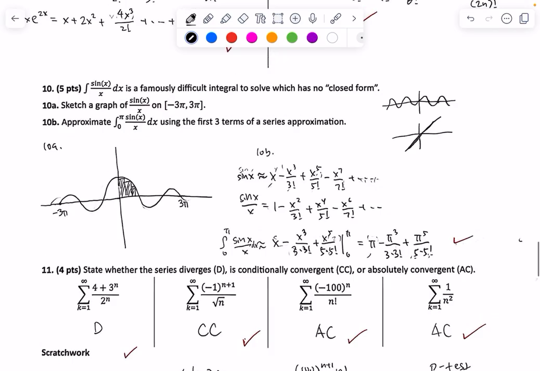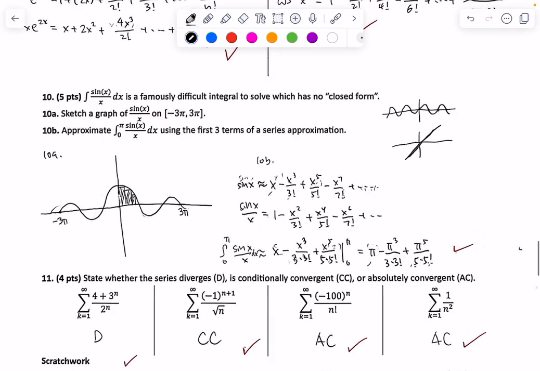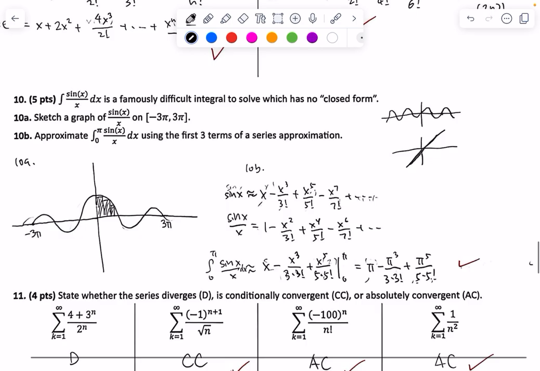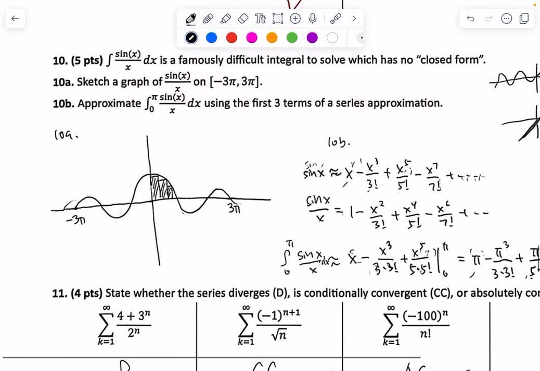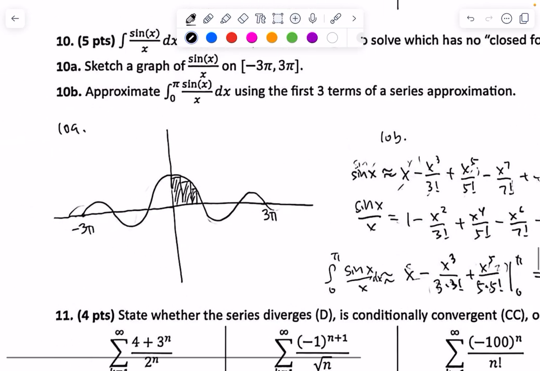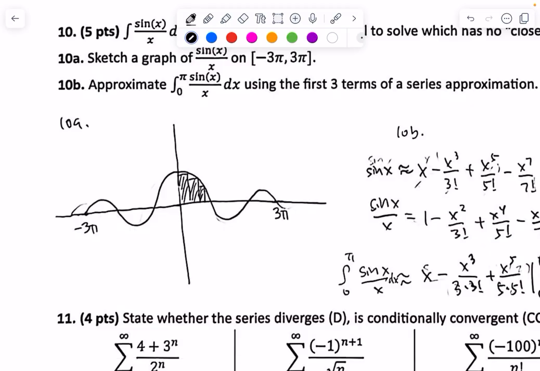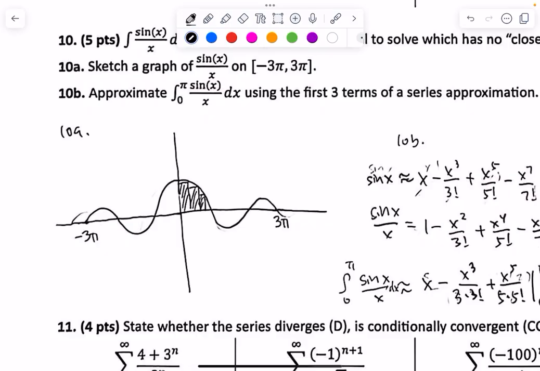Problem 10. Sine x over x dx is a famously difficult integral to solve which has no closed form. And so, to look at this integral, we want to create a polynomial expression that can approximate this value. First of all, we want to sketch a graph, and sometimes I know it can be hard sketching graphs, but the best way is just to plot points.